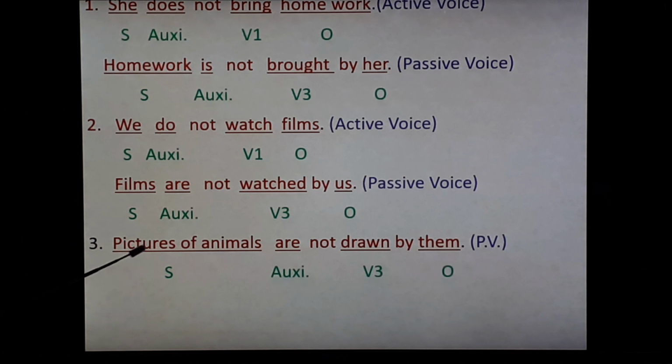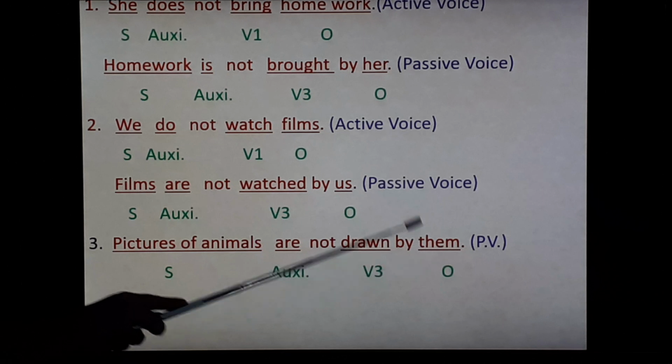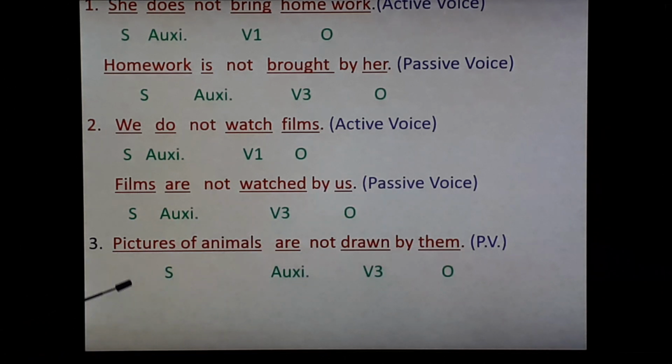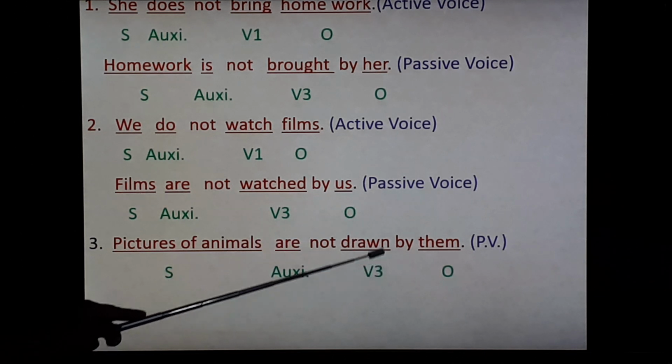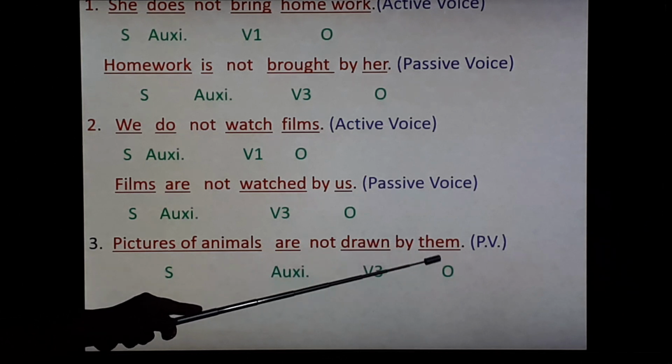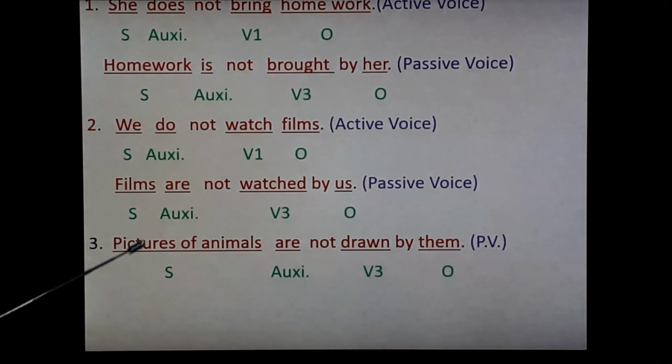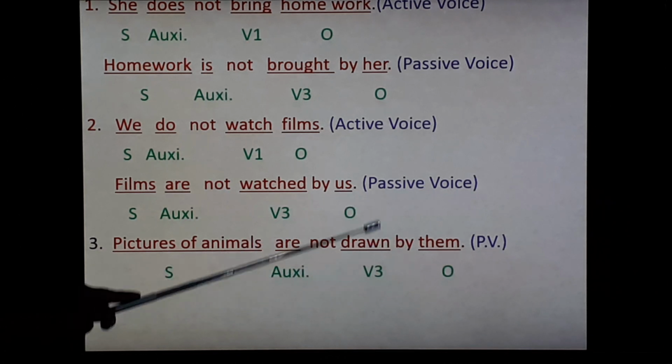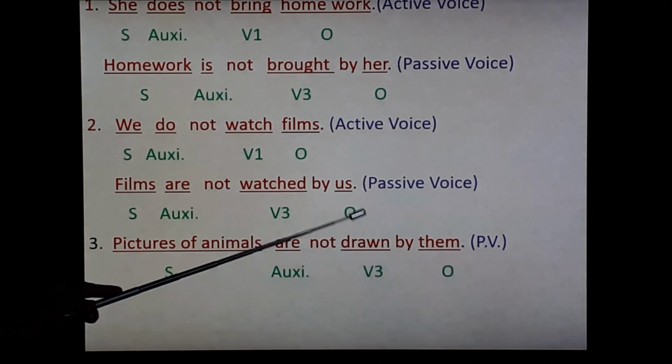Next, pictures of animals are not drawn by them. Find out SVO: subject, verb, object. Pictures of animals is the subject, are is the auxiliary or helping verb. Not is given because we are framing a negative sentence. Drawn is the V3 form, by is given, and then the object. Here I have written passive voice. Why? Because V3 form and by are given. Now how to change from passive to active, that we will see here.